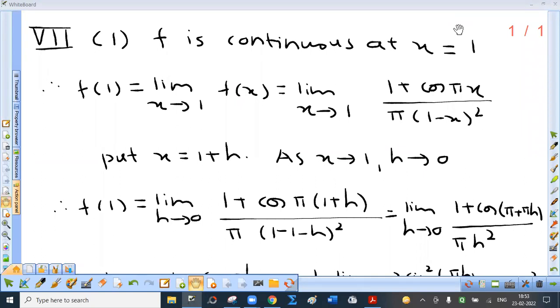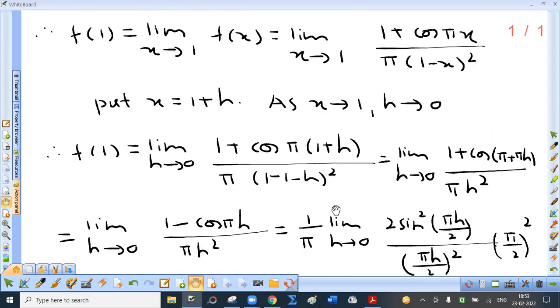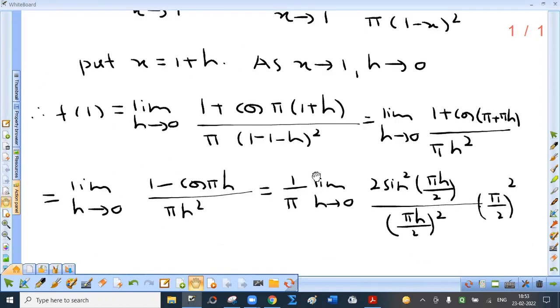It is the value of the limit. Now we put x equal to 1 plus h. As x tends to 1, h will tend to 0. So the limit as h tends to 0 of (1 + cos π(1 + h)) upon π(1 − (1 + h))², so 1 minus 1 minus h it will be. cos of π into (1 + h) is π + πh. Cos of 180 plus theta is minus cos theta. So it is (1 − cos πh) upon πh².